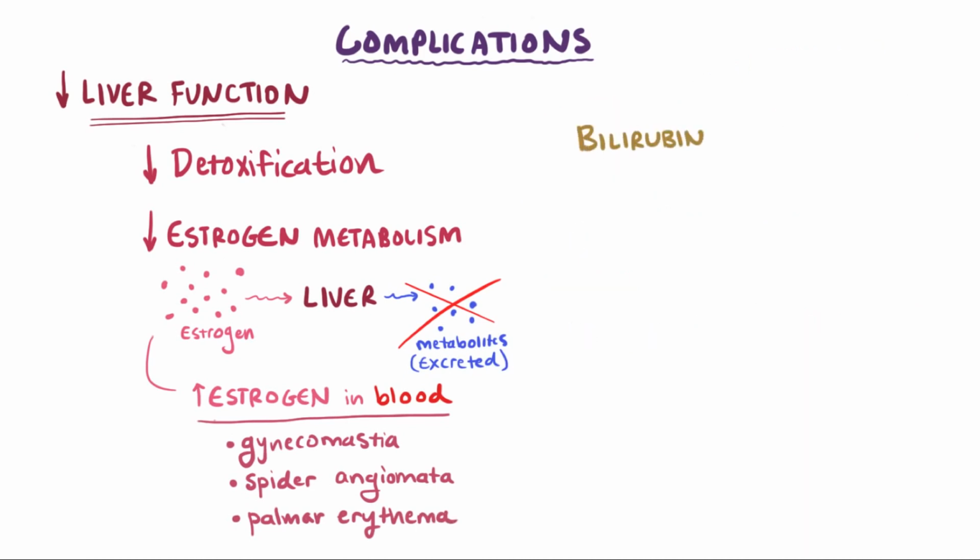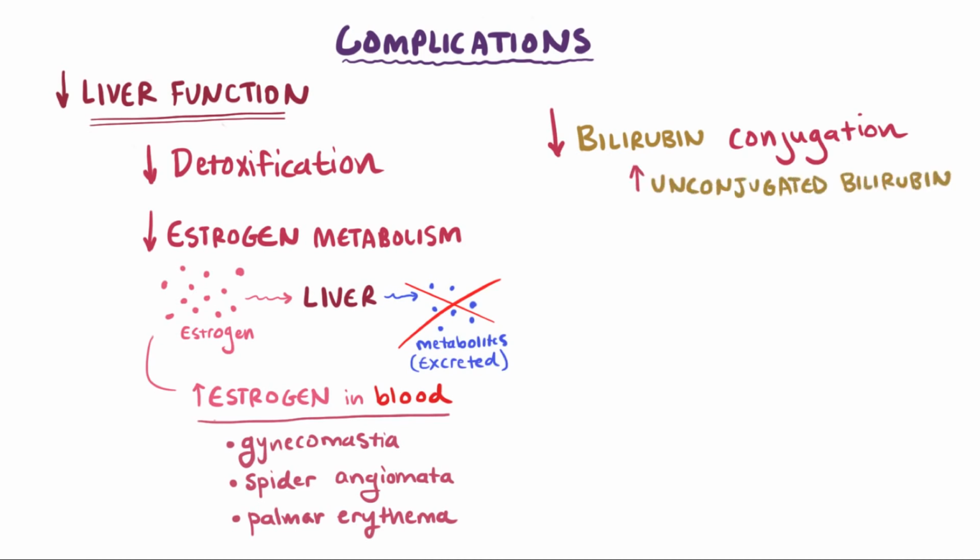And since the liver usually conjugates bilirubin, there'll be increased unconjugated bilirubin in the blood from a less functional liver, and that can lead to jaundice.